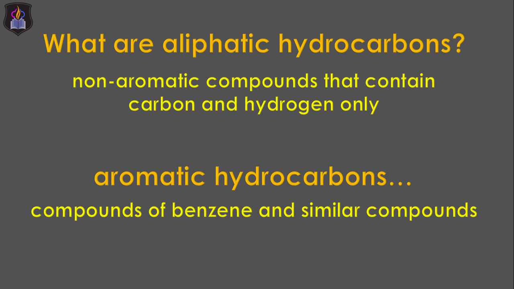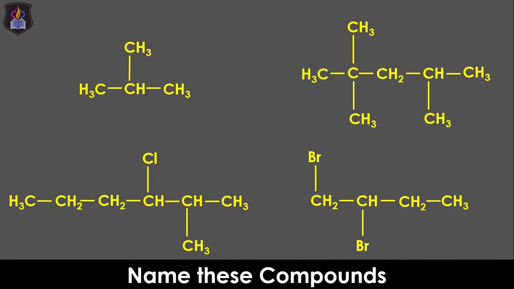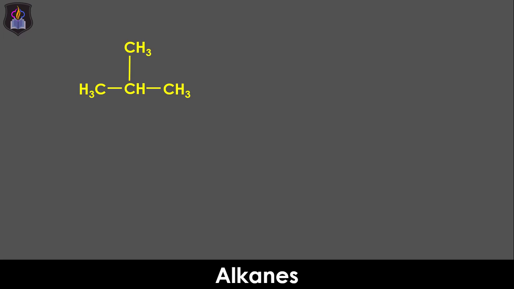Now that we know what aliphatic hydrocarbons are, let's name the following compounds. These compounds are alkanes because they are all saturated hydrocarbons. In other words, they are made up of carbon-carbon single covalent bonds. Hence, their suffixes will be -ane. In the first compound, the longest carbon chain consists of 3 carbon atoms, so the root name is prop. The methyl substituent is attached to the second carbon atom, which forms the prefix 2-methyl. Therefore, the name of the compound is 2-methylpropane.